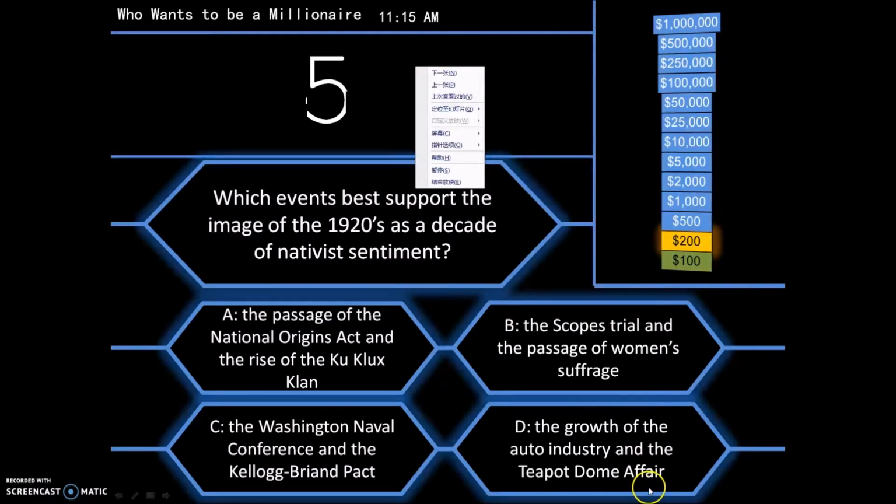So for this one, the one that is showing the nativist sentiment would be the Origins Acts that were passed, actually, because there were these two in 1921 and 24, and the second wave of the KKK.